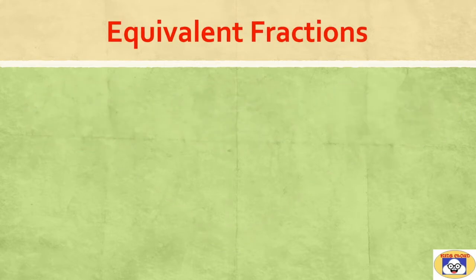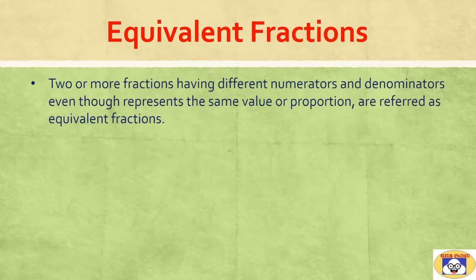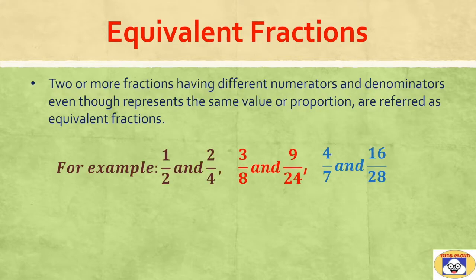So what are these equivalent fractions? Two or more fractions having different numerators and denominators, even though they represent the same value or proportion, are referred to as equivalent fractions. For example, 1 by 2 is equivalent to 2 by 4. 3 by 8 is equivalent to 9 by 24. 4 by 7 is equivalent to 16 by 28.